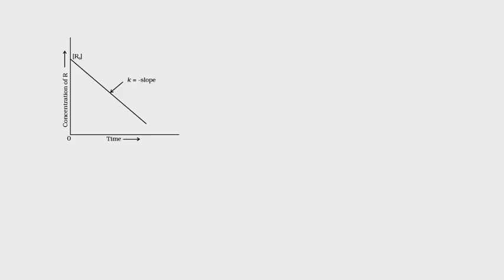Student, this is the graph. This graph represents zero order reaction. Concentration of R is taken on y-axis, time is taken on x-axis. What is the slope? This is the negative slope. What is the slope value? K equal to minus slope, or slope equal to minus K. Graph is important. Have a look on the graph.